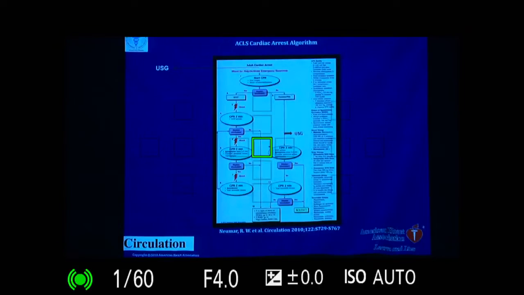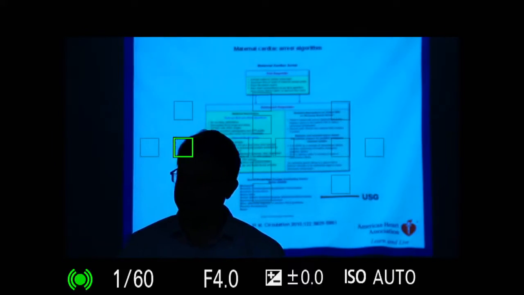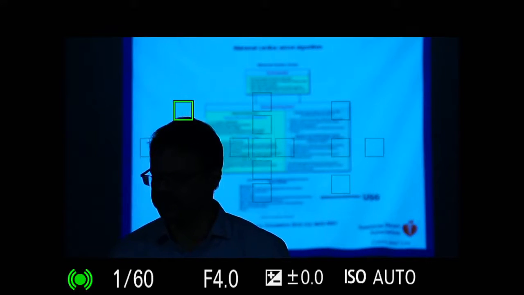In the patient with the ACLS algorithm you can use it, and in the maternal algorithm you can also use it. In the maternal arrest algorithm, you are not saving 1 life, but 2 lives. So, you should know the guideline for doing an ED cesarean section. Second year, what are the guidelines for doing an ED cesarean section?